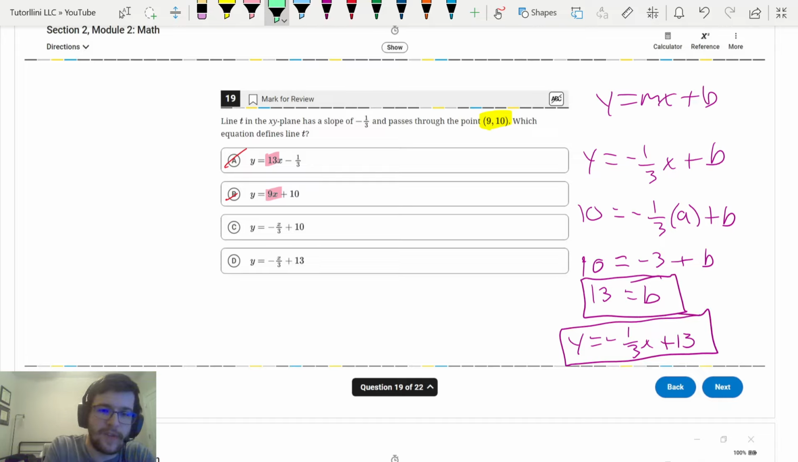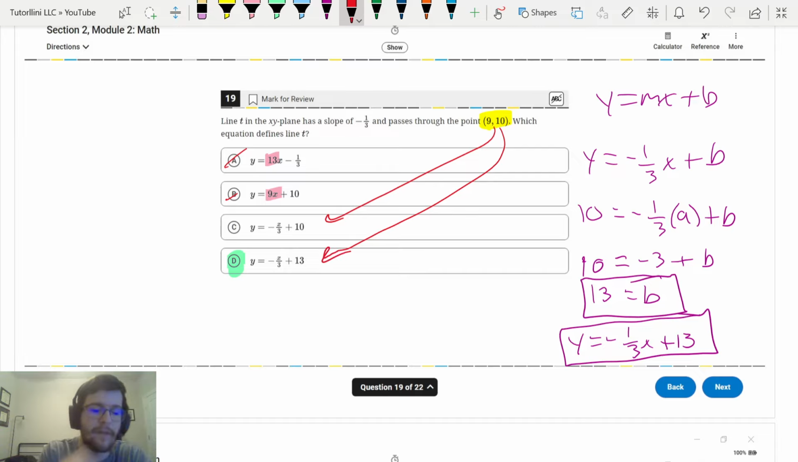You also could have just plugged in 9 comma 10 into both of these and seen if it was true. That would have been another way to narrow it down further without having to do all that work. Anyway, yeah, so I right away just cross off A and B. They don't even have the right slope.